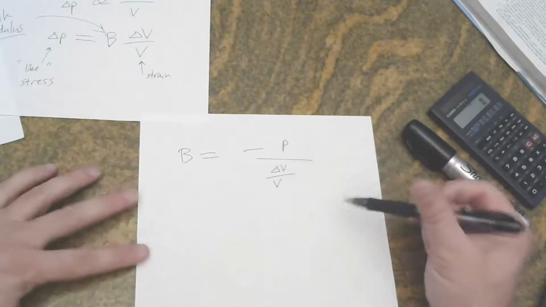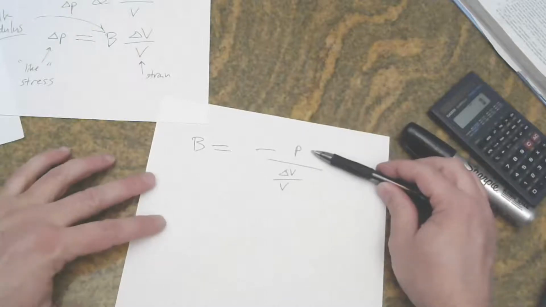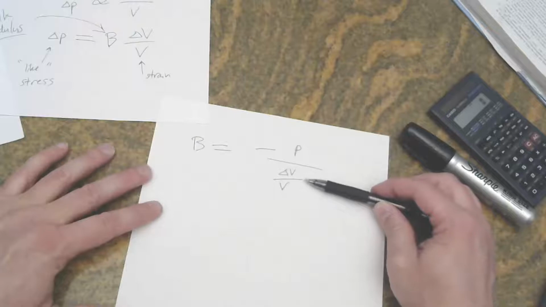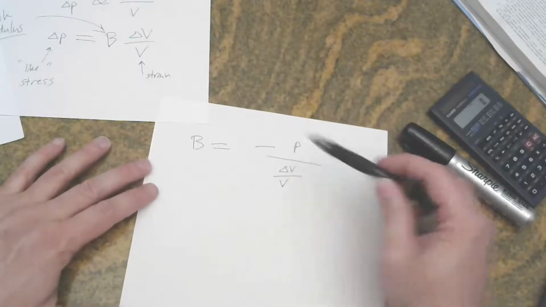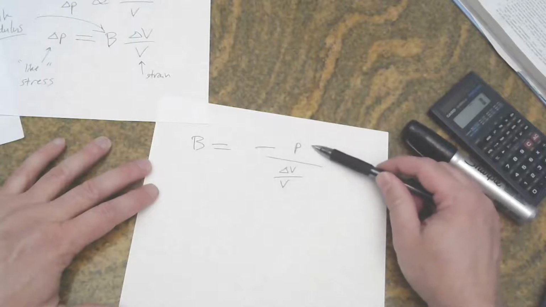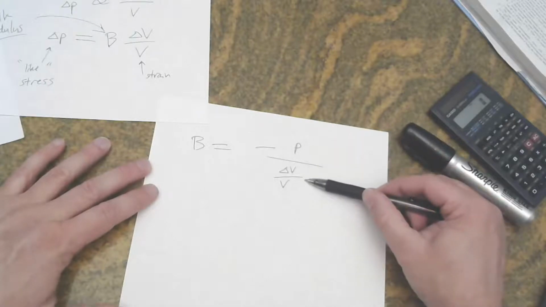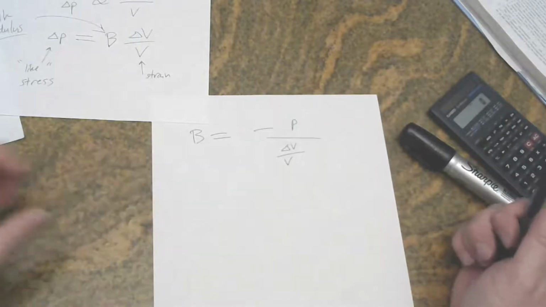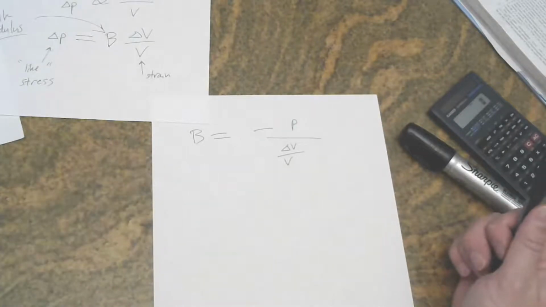Okay? So the more pressure it takes for a given fractional change in volume, for a bigger strain, or for a given strain, I should say, the greater the bulk modulus is. So the greater the numerator is for a given strain, clearly, the greater the bulk modulus is. And why don't we look at a table of bulk moduli?